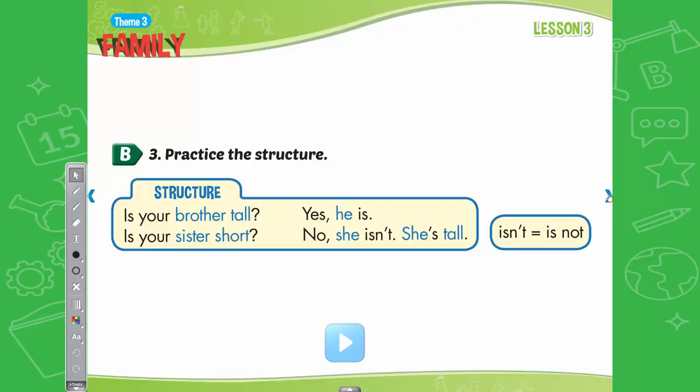B. 3. Practice the structure. Is your brother tall? Yes, he is. Is your sister short? No, she isn't. She's tall.